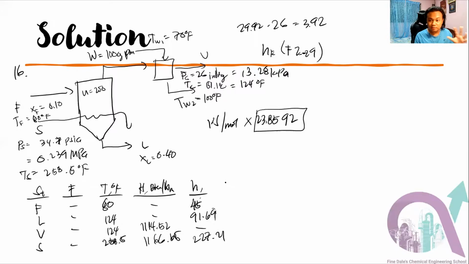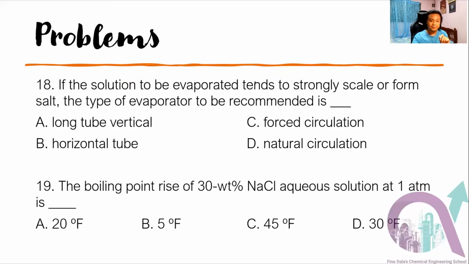We now have to solve, but we have to account for boiling point rise. This is the time that we have to account for boiling point rise. So remember that our operating temperature is 124 degrees Fahrenheit. So how do we get the boiling point rise of that? So simple.